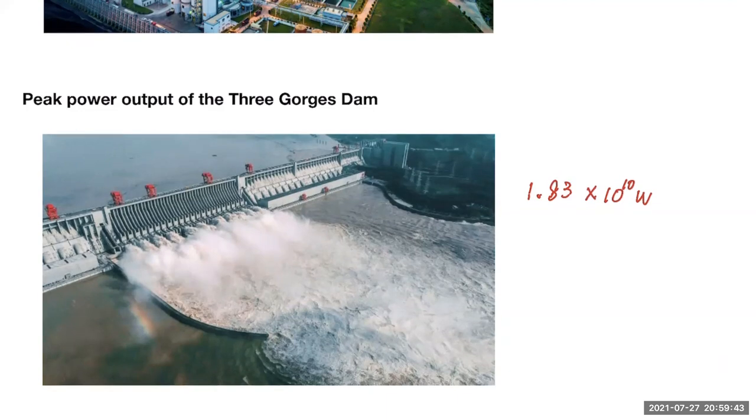Okay, and that is roughly 1/3 of the peak power consumption in the state of California or the entire country of Great Britain. So this one dam can produce enough electricity to support 1/3 of the state of California and 1/3 of the country of Britain at peak power consumption.